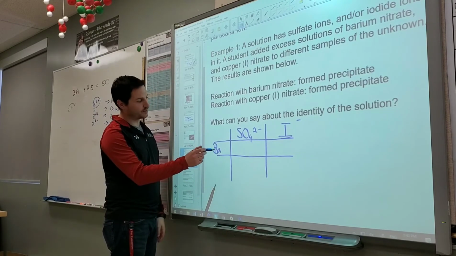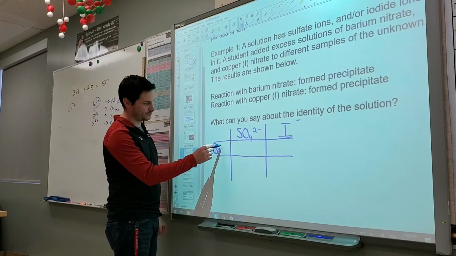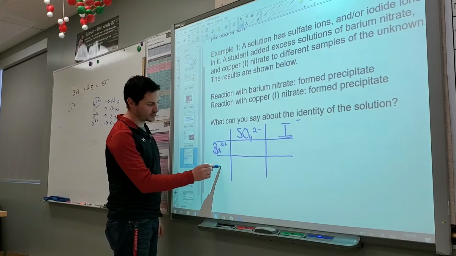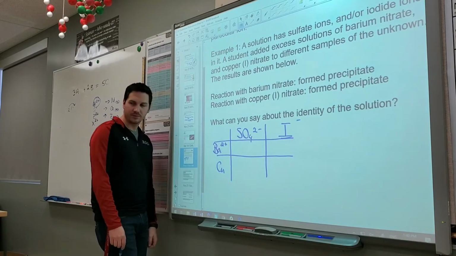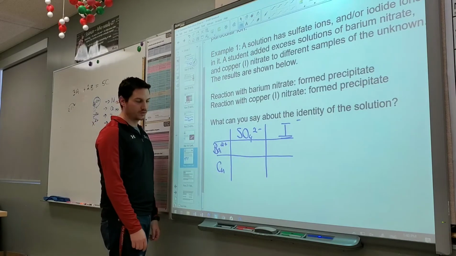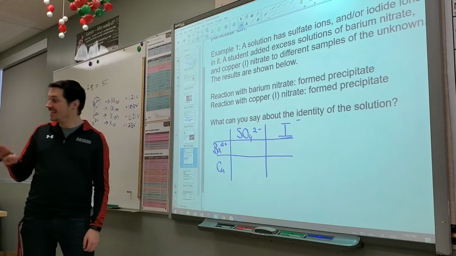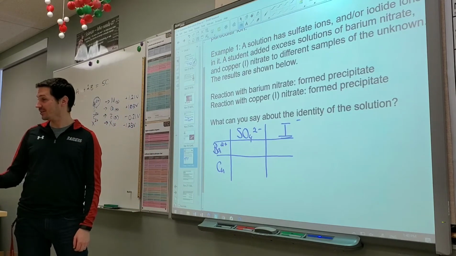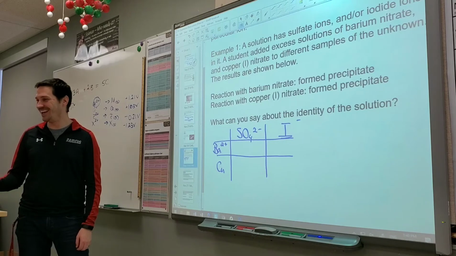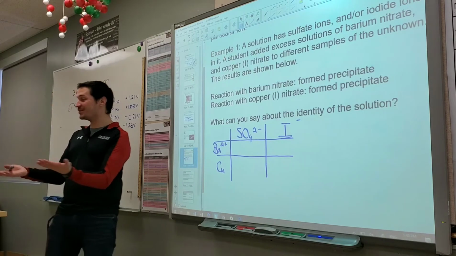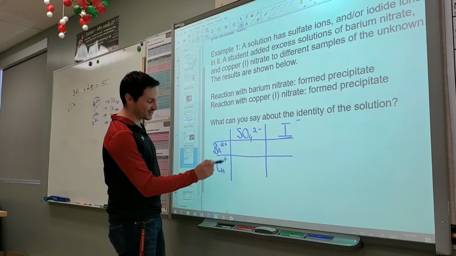What's the charge on a barium? 2 plus. And what's the charge on my copper? 2. I think it's 2. It doesn't have a charge. It's 2. No charge. Wait, no. It literally tells you. Oh. It's been a while since we talked about that, though. Copper 1 plus.